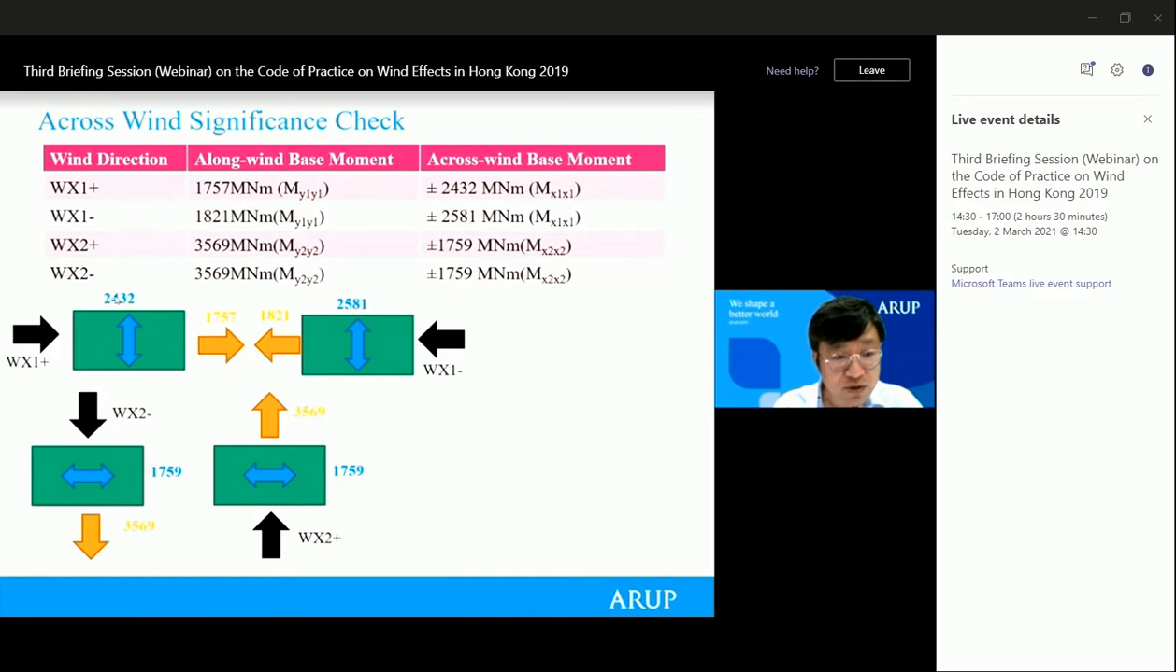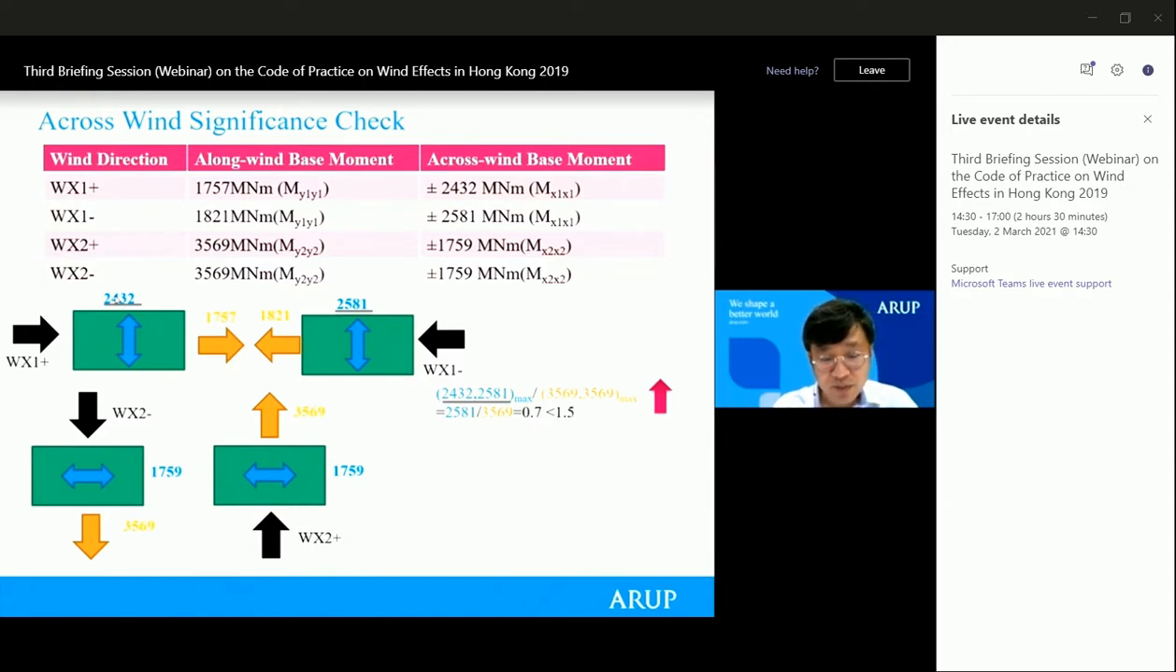For wind blowing from Wx2 minus, so that's from the top to the bottom, the along wind base moment is 3569, that's orange, single direction. And for the crosswind base moment, that is 1759, bidirectional. So we can do this for all the 4 directions.